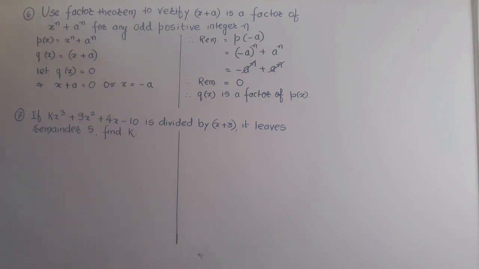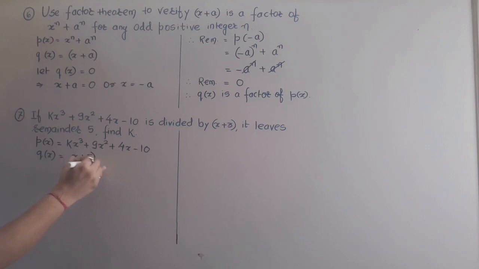First of all, we shall suppose here the value of p of x is equal to kx cube plus 9x square plus 4x minus 10. And the value of q of x, I suppose here as x plus 3.